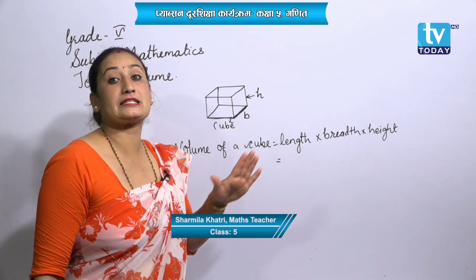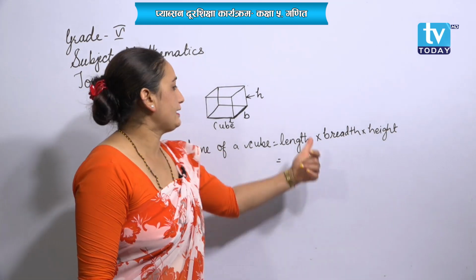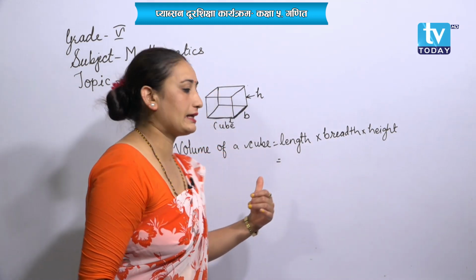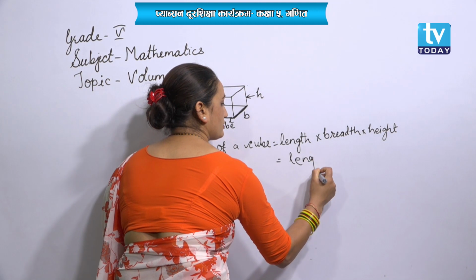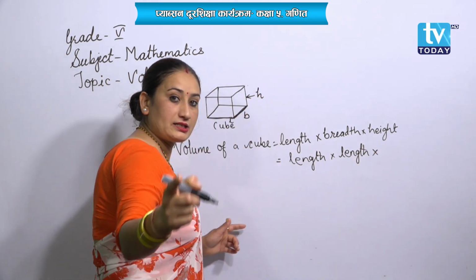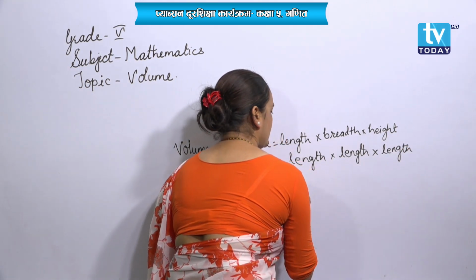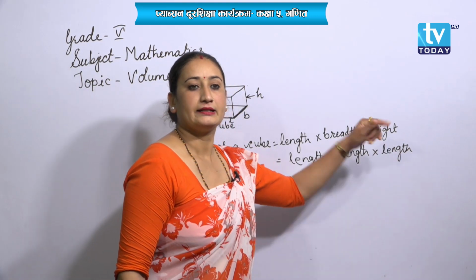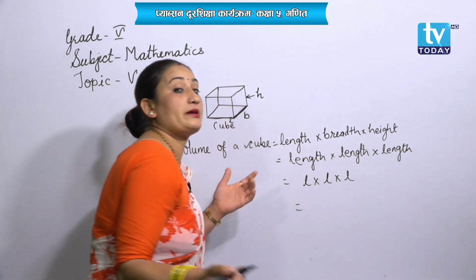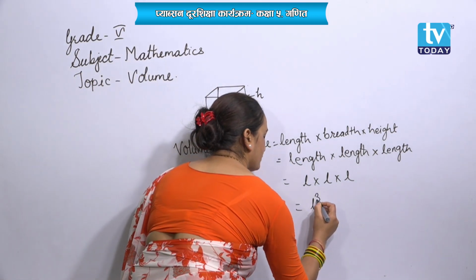It means it's like a square. Square means all sides are equal, right? So instead of writing breadth and height, we have to write length here. Breadth is equal to the length, and height is also equal to the length. So that means length, length, length. In short form, L into L into L. How many times is L now? It's 3 times, right? Please write down, it's L cube.